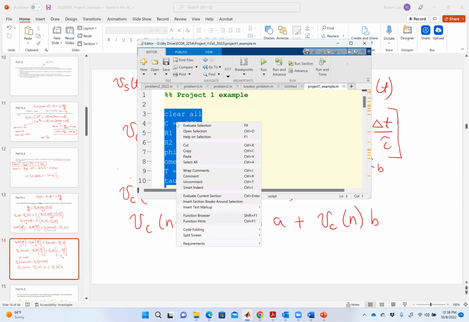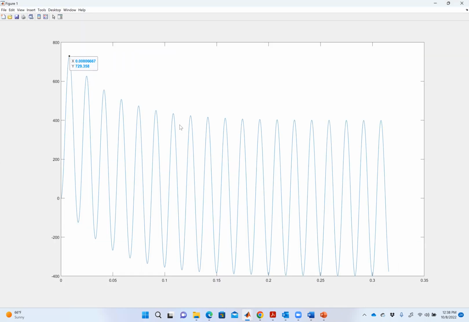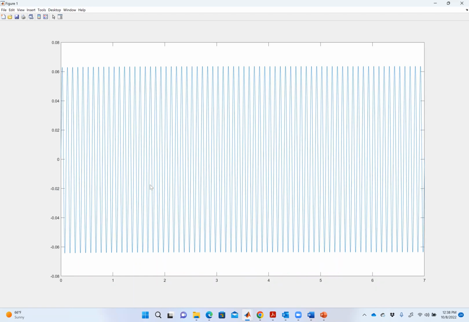All right, so let's highlight that, evaluate selection, wait for figure 1 to update, and there it is. Notice I don't see much of a transient response to this here. There is one. I can see it a little bit. When I solve the differential equation numerically, it's just solving the differential equation, so it's giving me the transient and the steady state.